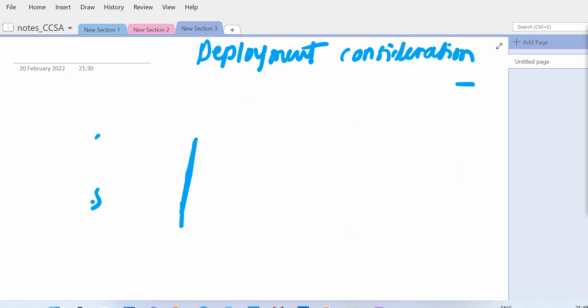And the second deployment consideration is distributed deployment.